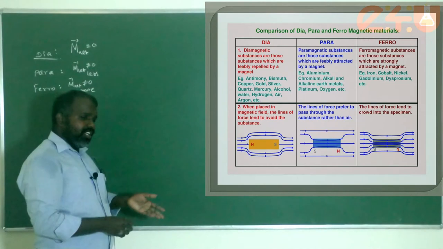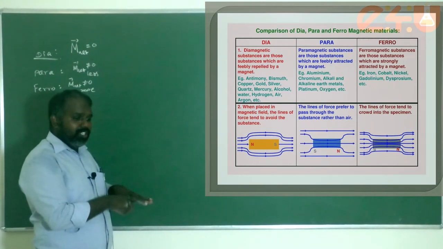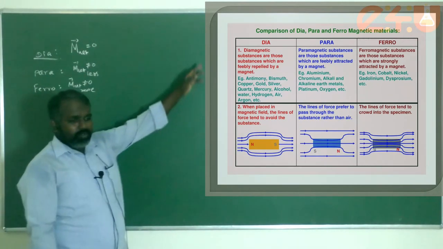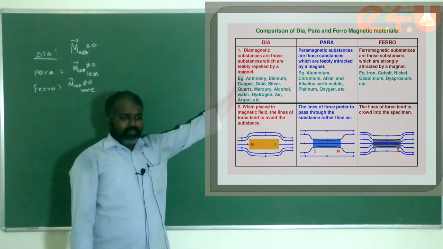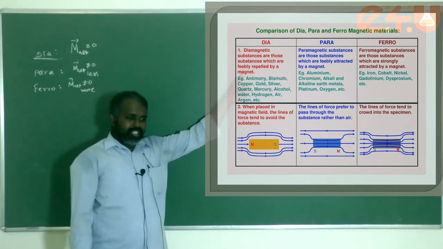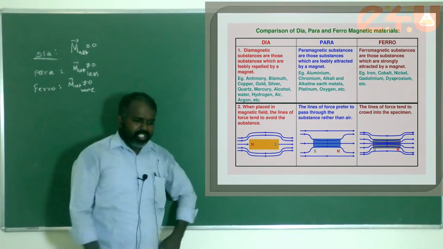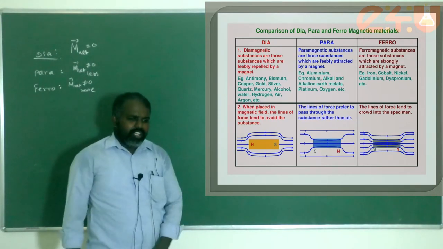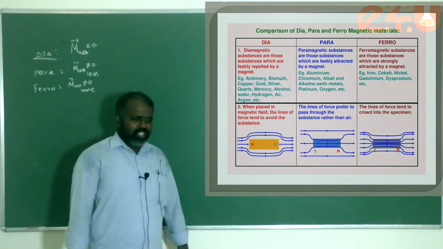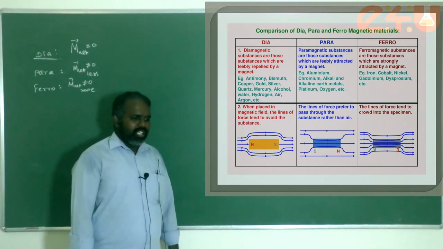If any material whose molecular or atomic magnetic dipole moments are opposite to the applied field, then that material belongs to what, children? Diamagnetic material. That's why it is feebly repelled by the magnet. That means the applied field and the induced field will be in opposite directions. The examples given are antimony, bismuth, copper, gold, silver, quartz, mercury, alcohol, water, hydrogen, air, argon, etc.